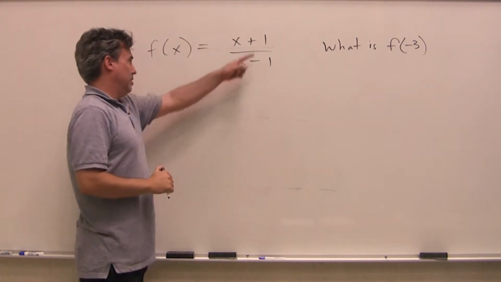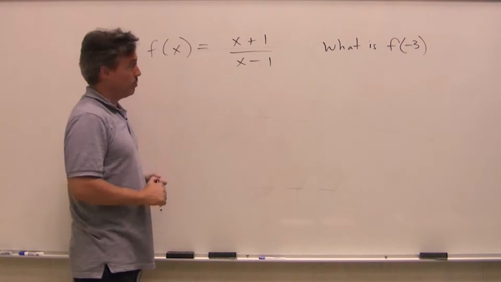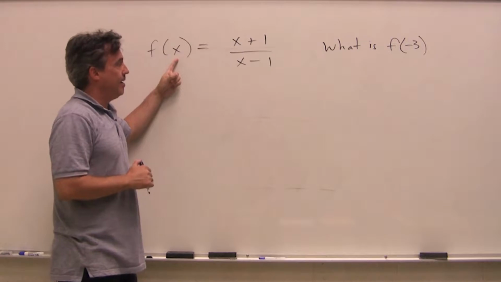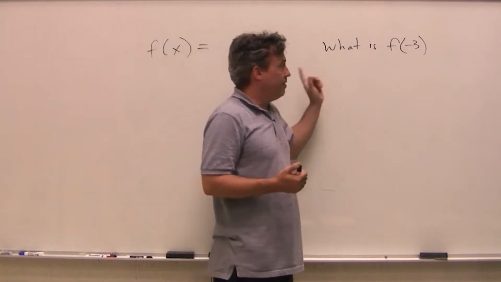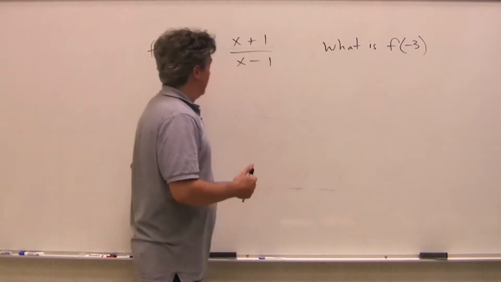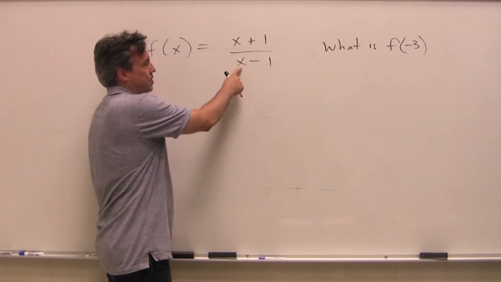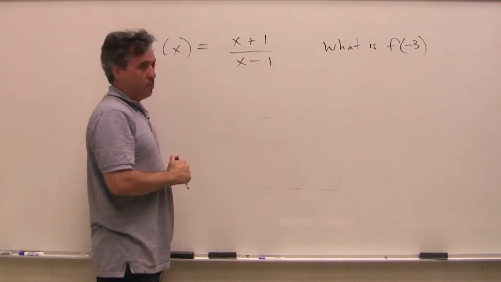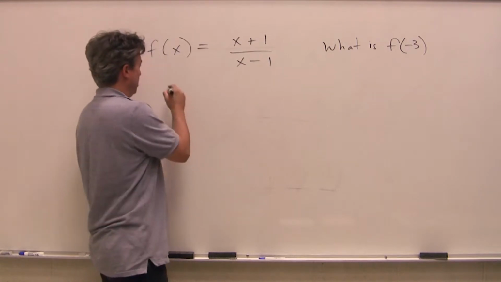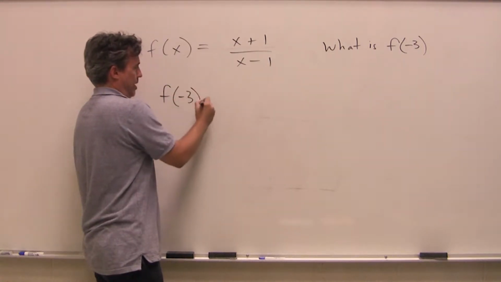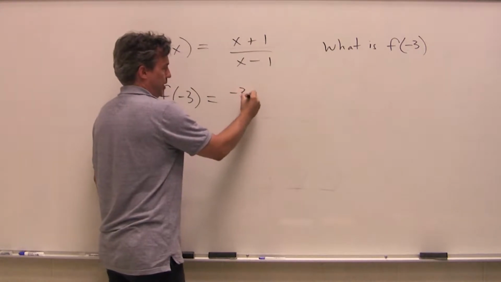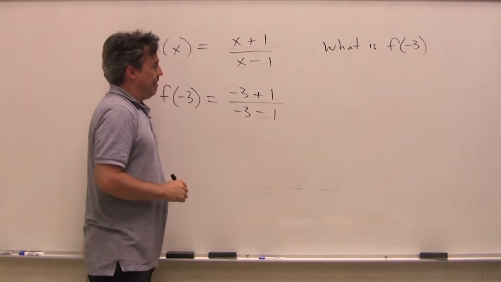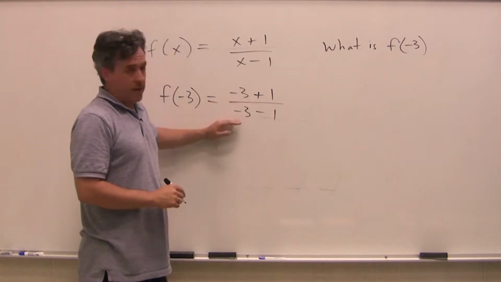Okay, well this expression or rule or formula is actually telling us how to evaluate f at any number. And in particular, if I wanted to figure out what happens at -3, then everywhere that I see an x, I could mentally erase it and replace it with the number -3. So that's what we're going to do. So f evaluated at -3 is equal to (-3 plus 1) divided by (-3 minus 1). Now our job is to make this look nicer and simplify it.